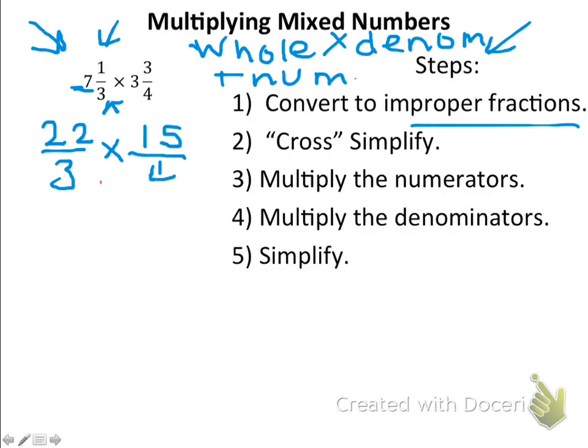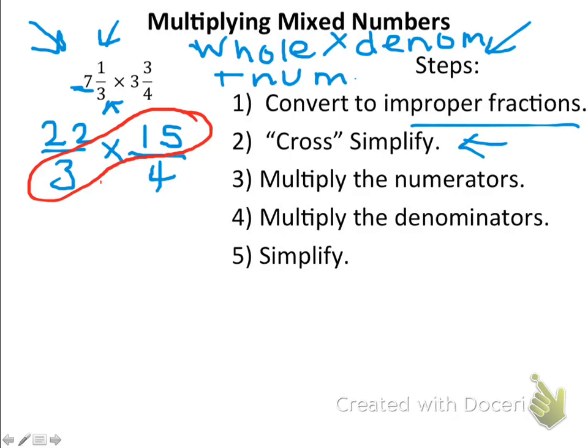over 4. Our next step is to cross simplify. We haven't seen anything like this before. What that means is, we're going to look at these two numbers that are across from each other. Do they have a greatest common factor that we could divide out of them?